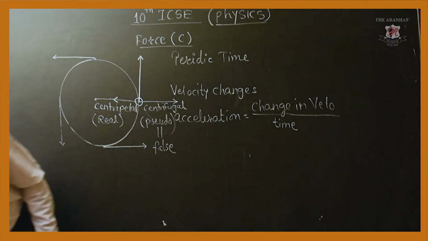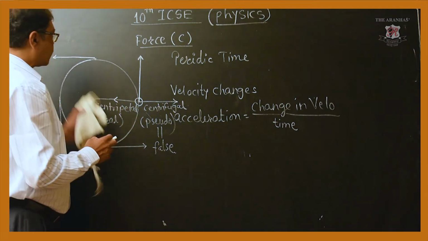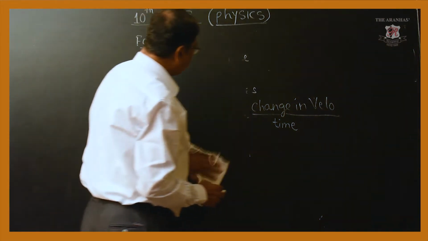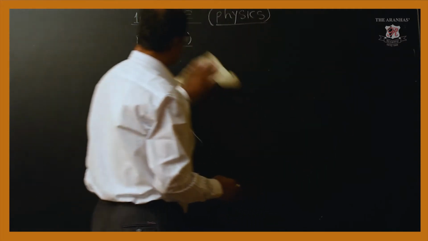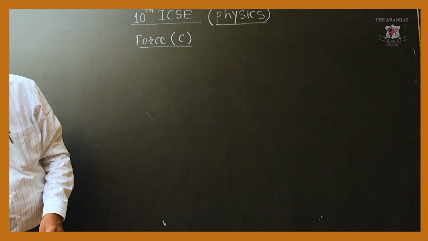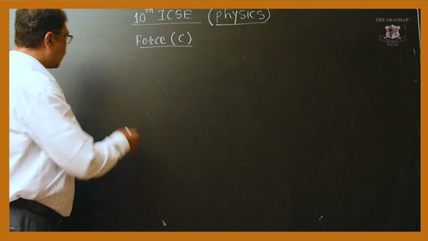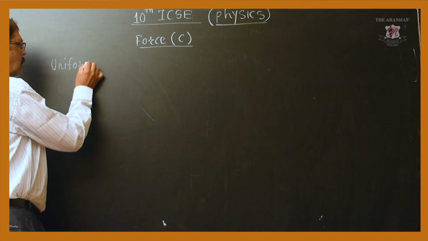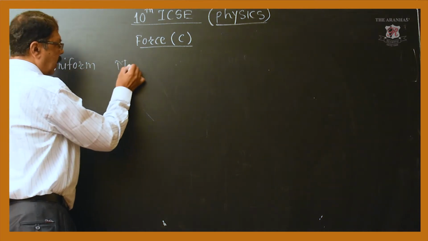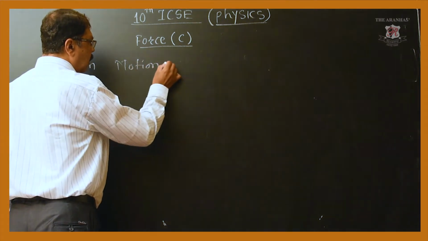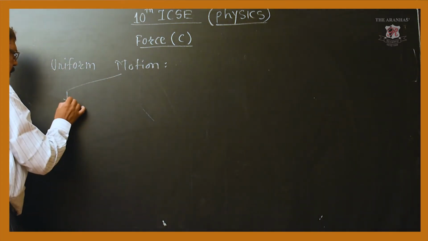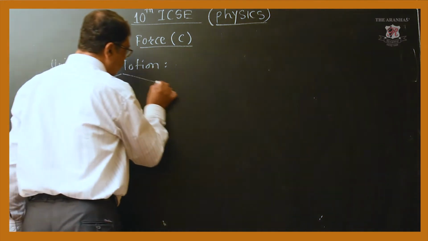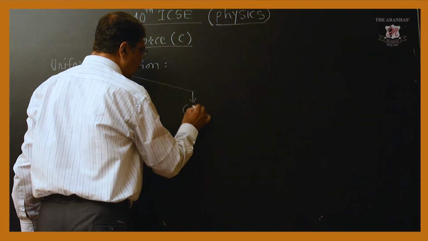Now, in order to understand the existence of centripetal and centrifugal force, we have to imagine a situation which is described in the textbook. So we will be going to that. First, try to understand what is uniform circular motion. Uniform motion is split into two parts. One is linear motion, uniform linear motion. Other is uniform circular motion.